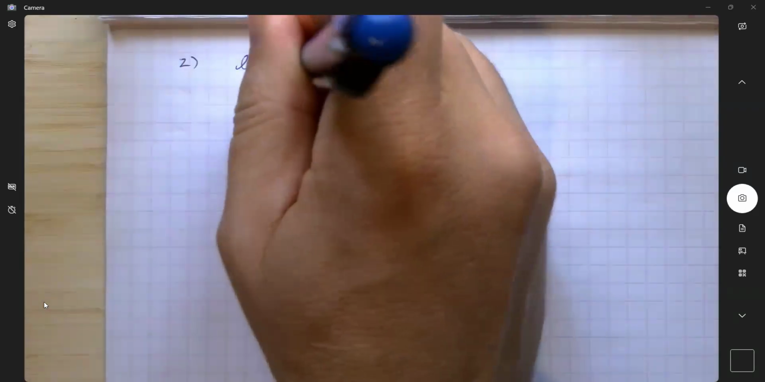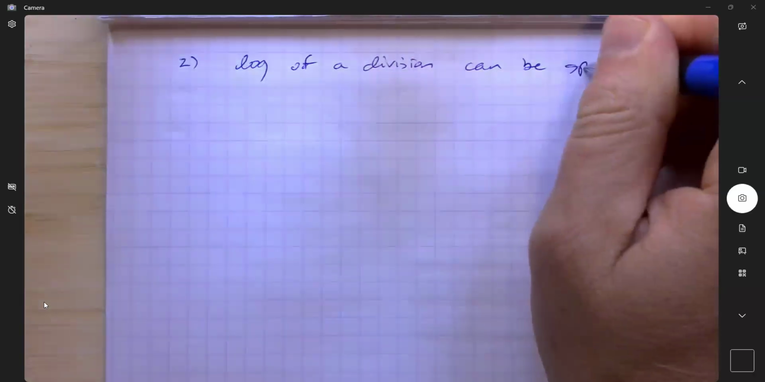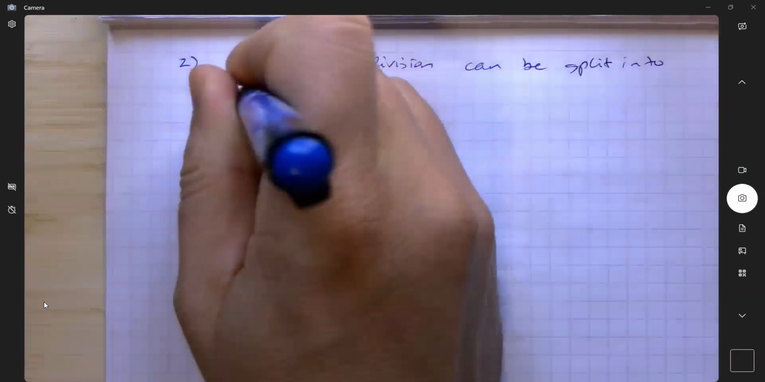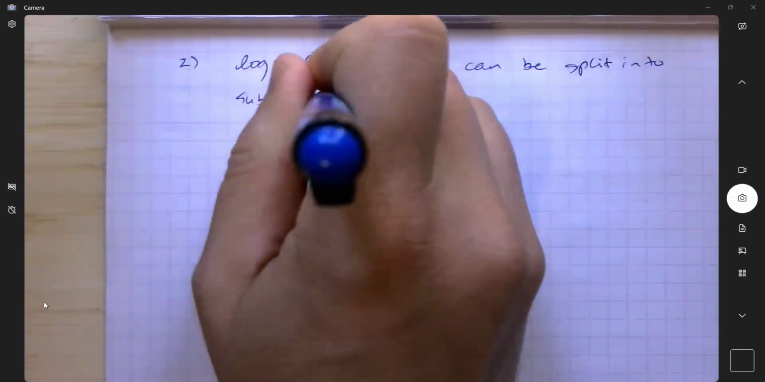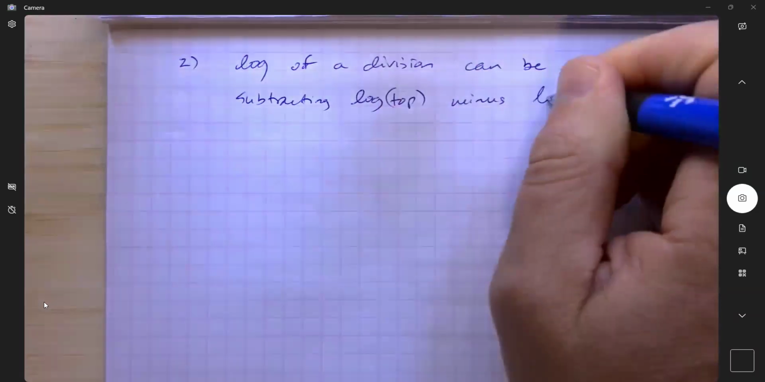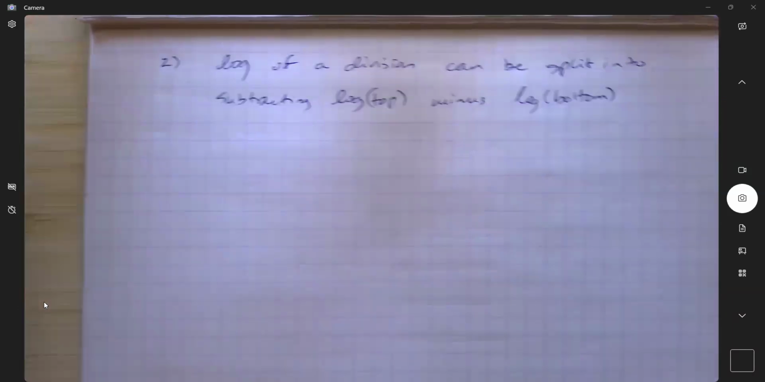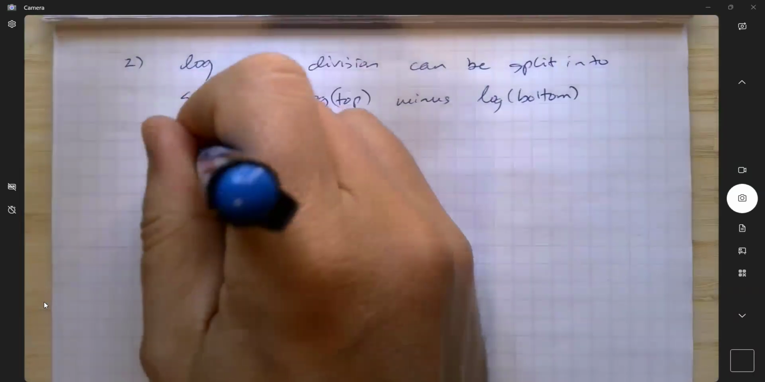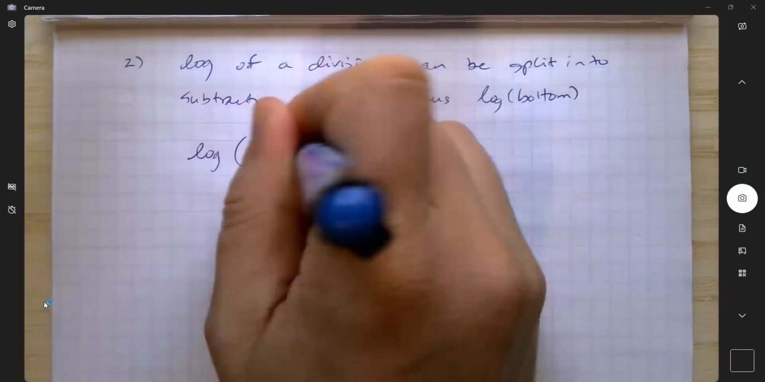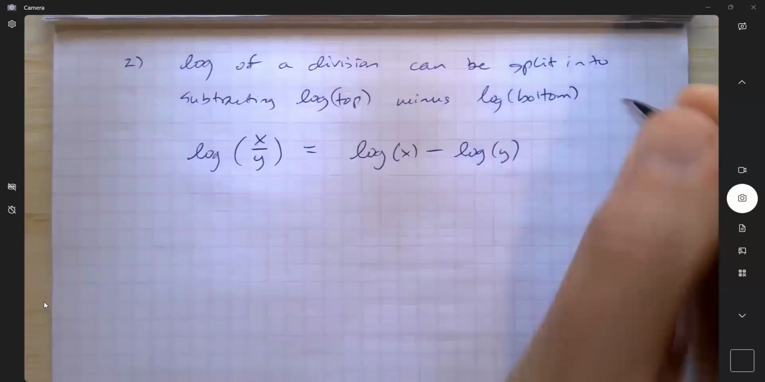Our second rule is the log of a division can be split into subtracting the log of the top minus the log of the bottom. And again, that comes from our rules of exponents. The log of x divided by y becomes a log of x minus the log of y.